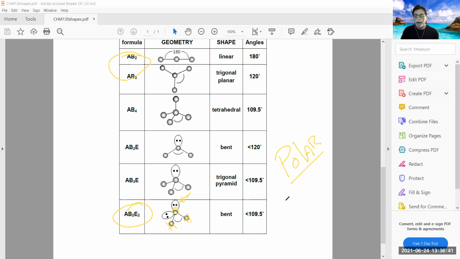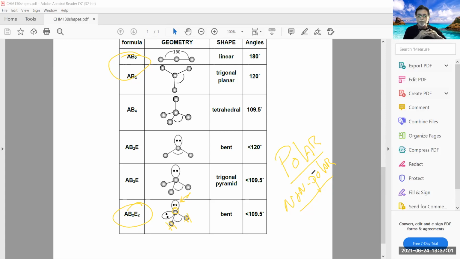And so when we have lone pairs on the central atom, you can 99.9% of the time say it is polar. It will be polar, but more on that later on.